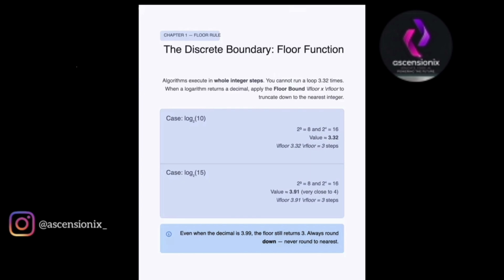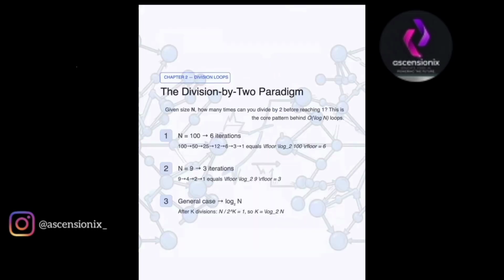This is the crucial rule to remember. Always floor the decimal answer in complexity analysis. Okay. The next topic is the division paradigm: how log n is born.